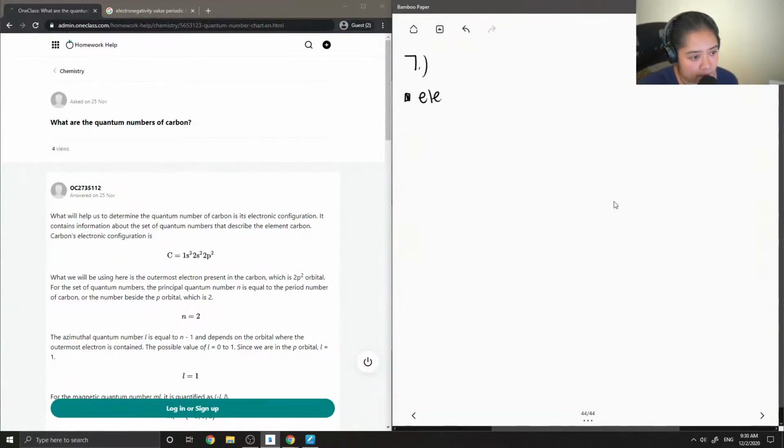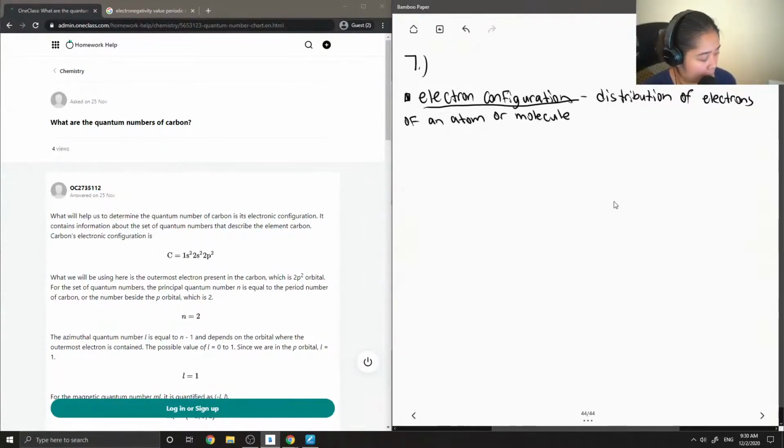So let me define electron configuration. This is the distribution of electrons of an atom or molecule in either atomic or molecular orbitals.